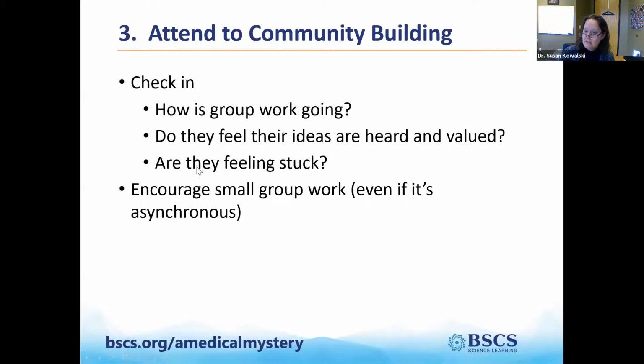And encourage that small group work. Students can feel really isolated in this time. And if you are taking something like a medical mystery and giving them time and space to work together on a joint document that they submit as a group, that's going to really help build and maintain the community that you form throughout the year.